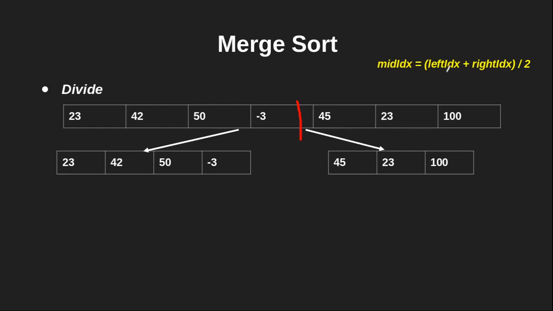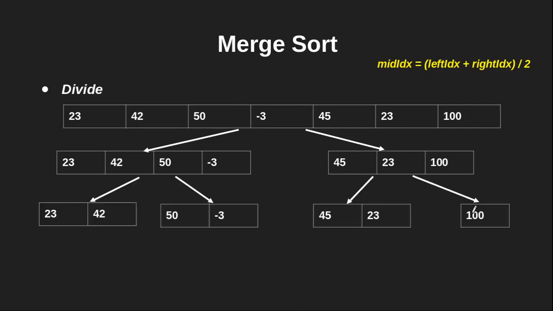Now, if we follow the same formula, the left is 0 and the right is index 3. The middle of this is 0 plus 3 divided by 2, which gives us 1. So this is my middle index. And what about here? Left is 4 and right is 6, and it will give us 5. So this is the middle. When I divide it into 2, I will have 2 of these elements in the left subarray, and this 100 in the right subarray. Let's see the further division.